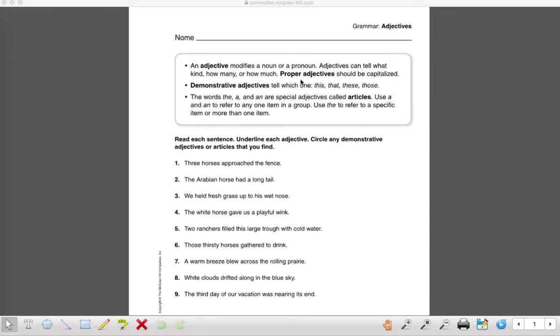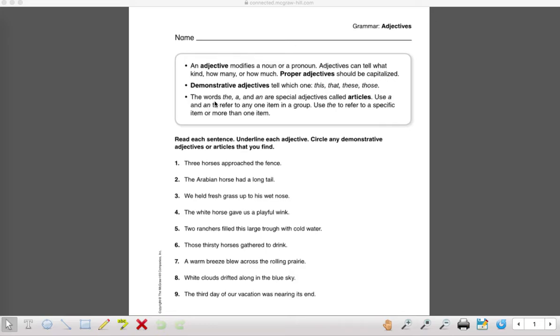So in other words, a proper noun has capitals because it's the specific name of a person, place, thing, or idea. If the adjective goes with that noun, you would also capitalize it. Demonstrative adjectives tell which one. So they're words like this, that, these, those. Those are also adjectives. They are called demonstrative adjectives.